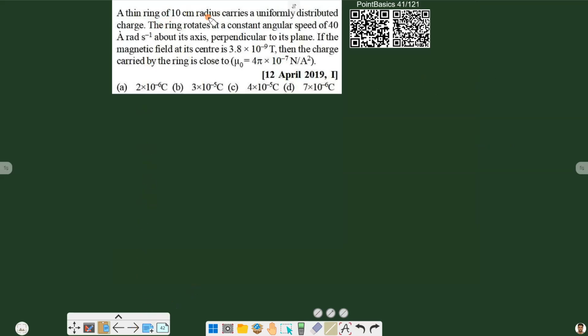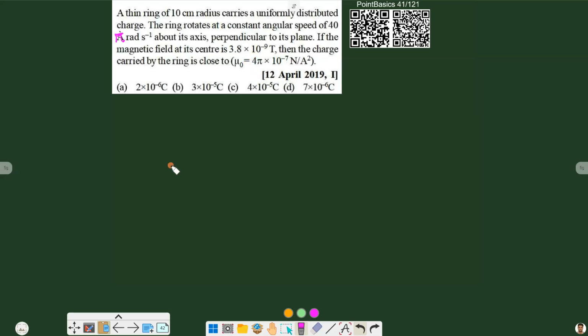A thin ring of 10 centimeter radius carries uniformly distributed charge. The ring rotates with a constant angular speed of 40 pi radian per second, I think it is pi radian, about its axis perpendicular to the plane. If the magnetic field at the center is this, then the charge carried by the ring is close to. So we have to find out the charge carried by the ring.